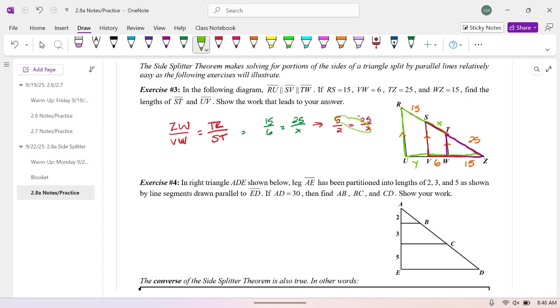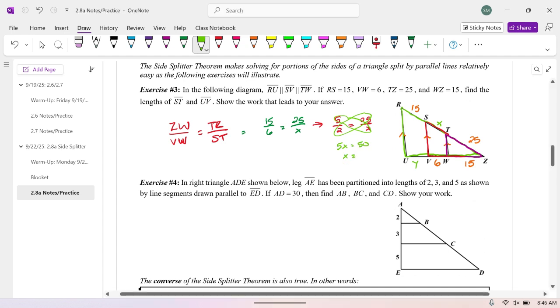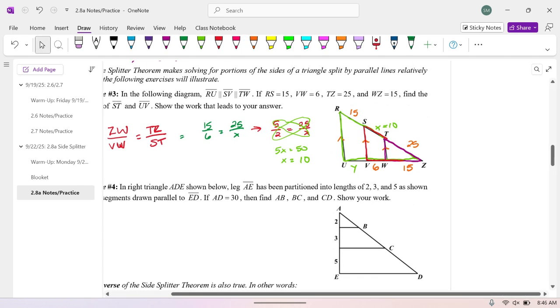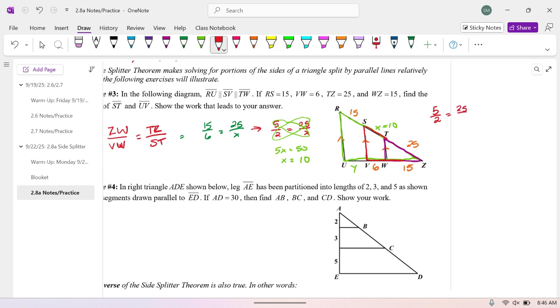Then I can cross multiply. So I get 5x is equal to 50. So what would x equal? 10. So we're saying that x right here is equal to 10. Well, let's see if that holds up in court. We know 15 over 6 simplifies down to 5 over 2. Does 25 over 10 simplify down to 5 over 2? Yes. So that works.